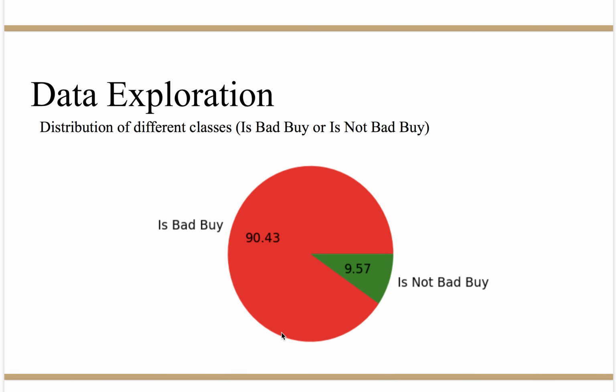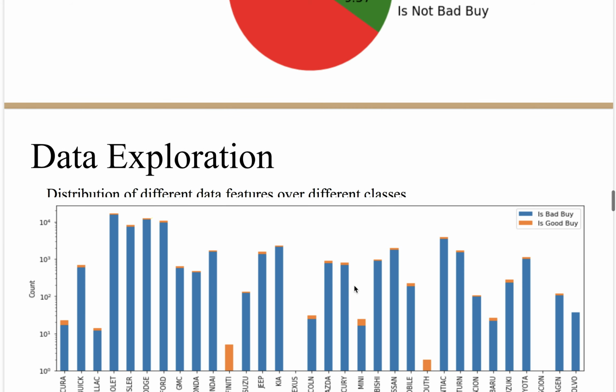In this step we do some data exploration. We wanted to see how different classes are distributed. We can see that about 90.43% of the classes are a bad buy, or it is a kick car, and just about 9%, or almost 10%, is a good car. So it's not balanced data.